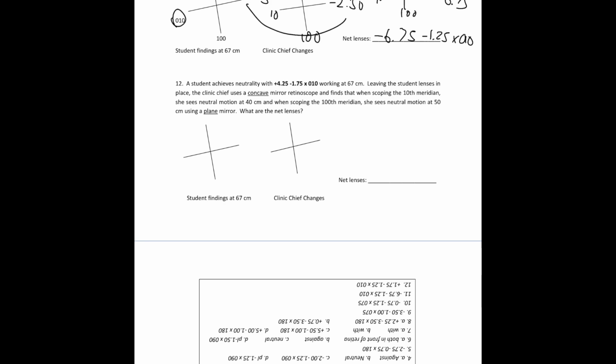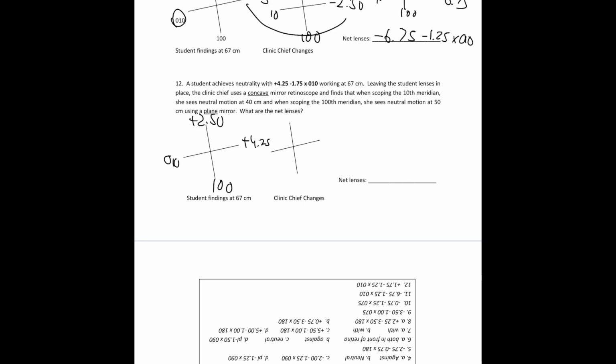So a student achieves neutrality with these lenses. So I'm going to write that in. So plus 4.25, and then minus 1.75. So that's 3.25 minus plus 2.50. So he leaves the student's lenses in place. The sweet chief uses the concave mirror to find neutral motion.